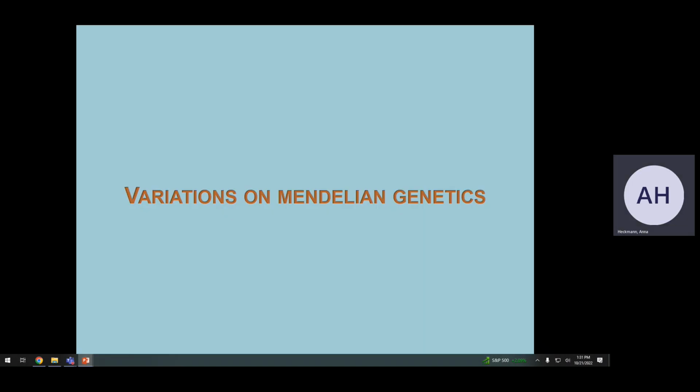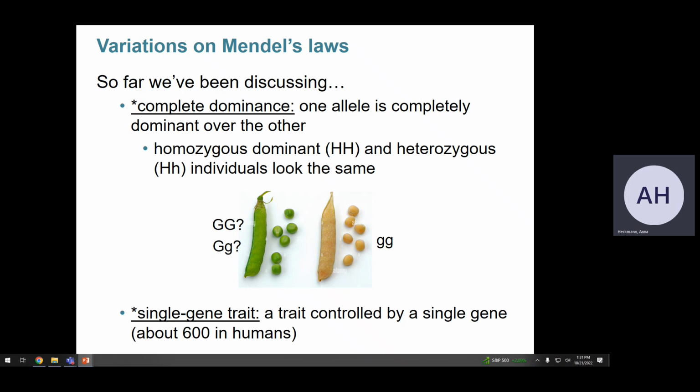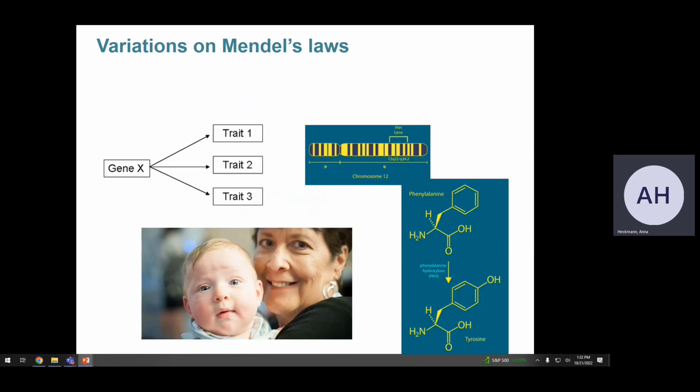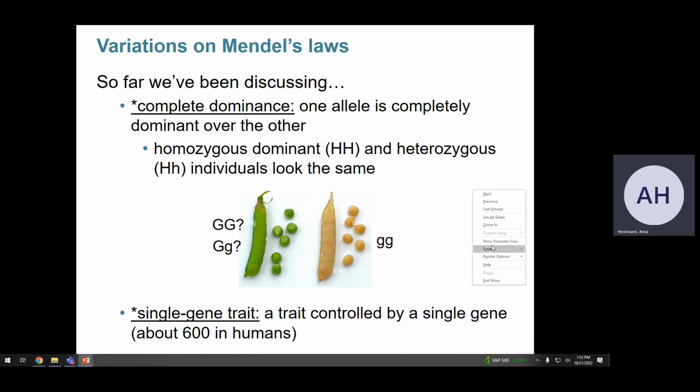Moving on, variations on Mendelian genetics. So far, we've been discussing traits that exhibit complete dominance, where one allele is completely dominant over the other. Take this example of pea color. We cannot tell just by looking at this green pea whether it's homozygous dominant or heterozygous, because the trait exhibits complete dominance. It is completely dominant over yellow.